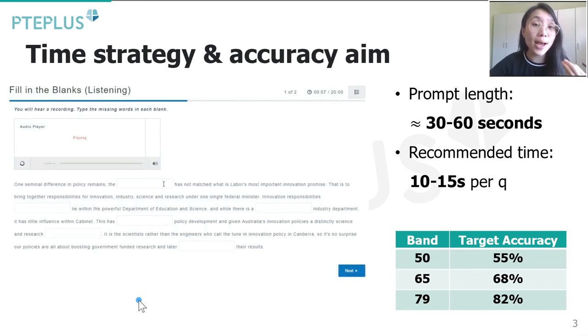The higher your accuracy on these question types that are worth more, then you don't need to be achieving as high of an accuracy on multiple choice, highlight correct summary, select missing word, and those tend to be harder, and yet they're worth less as well. Okay, so keep that in mind. This is your accuracy for these different bands.